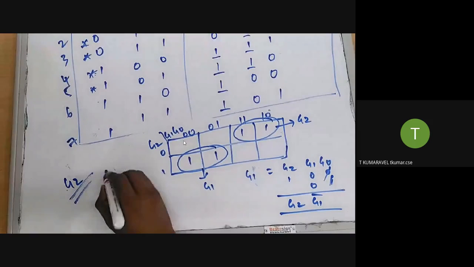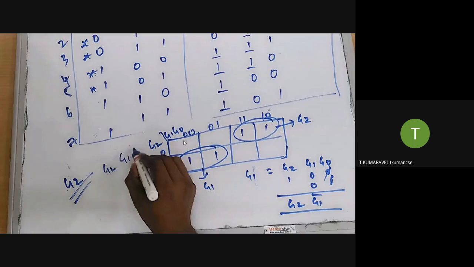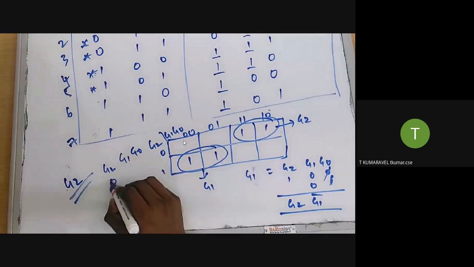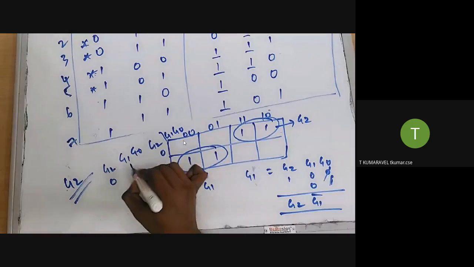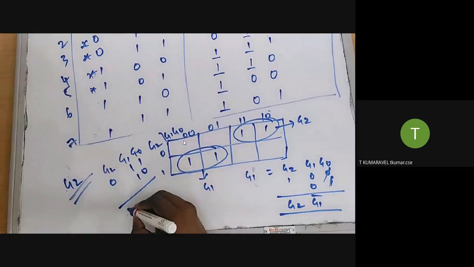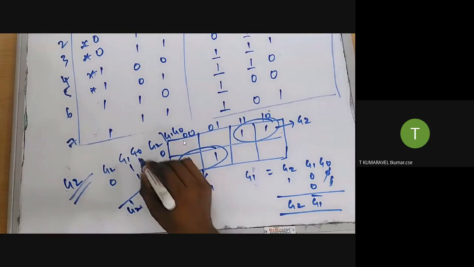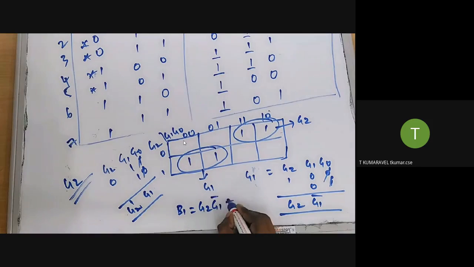G2, G1, G0. G2 is fixed, G1, G0 keep on varying. That is called 1, 1, 1, 0. If you minimize it, what happens? G2 bar, G2 bar, G1. This is cancelled. So what is the final answer? So B1 is G2, G1 bar plus G2 bar, G1.